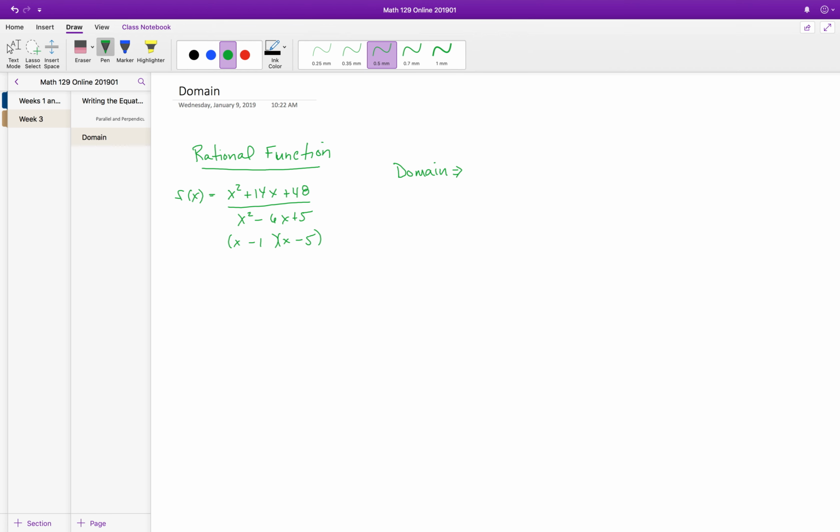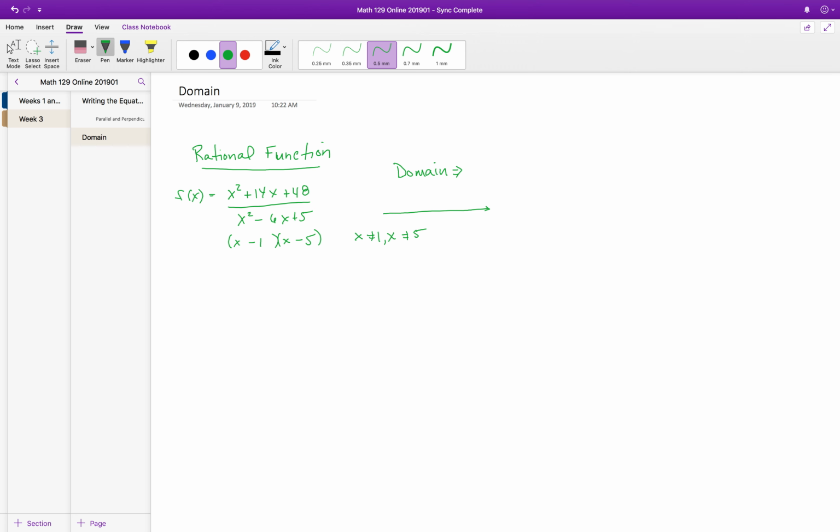So now I can clearly see that x can't be 1 and x can't be 5, right? Because if it were 1, then we would have 0 here, and 0 times anything is 0, so I'd be dividing by 0. Likewise, if x was 5, I'd be dividing by 0. So these are the two numbers I want to exclude from the domain. So the domain is basically everything else.